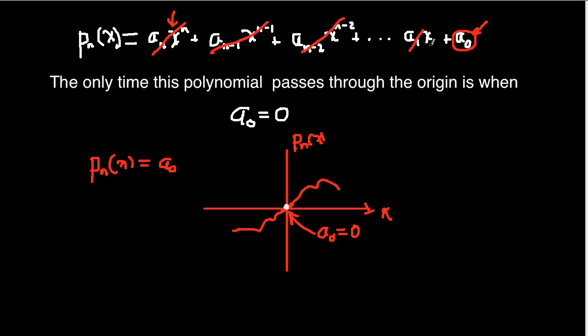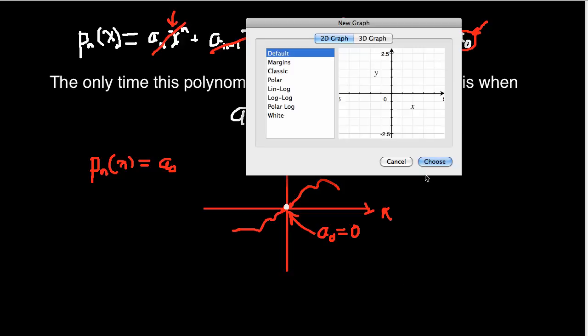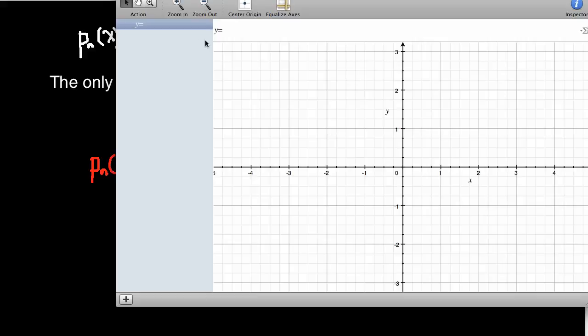So when we look at the general form of the polynomial, we can tell immediately if it's going to pass through the origin by looking to see if there's a non-zero constant term, a sub 0. Okay, now there are a lot more interesting properties, and I'll be talking about some of these later. But let's look at some plots of this characteristic. So I pull up my graphing calculator again. So here we are. Here's a graphing calculator. So let's look at some plots of the polynomial.